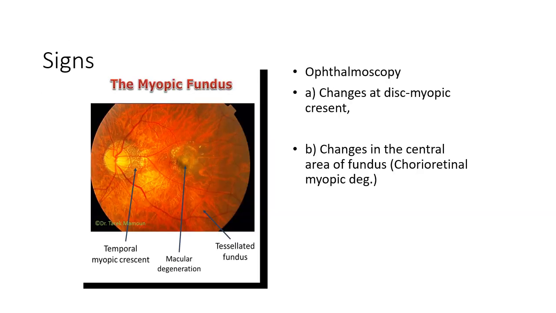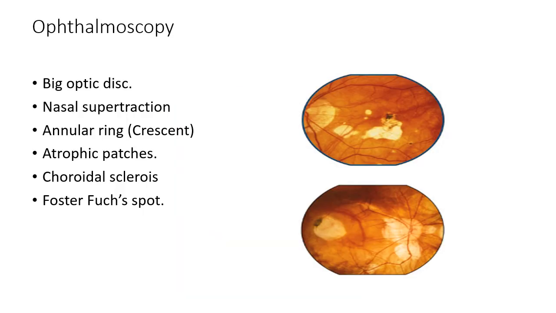In myopic patients, in ophthalmoscopy, you can see changes at the disc, that is myopic crescent, and changes in the central area of fundus, that is chorioretinal scar or macular degeneration. Then there is a big optic disc, nasal supertraction, annular ring, atrophic patches, choroidal sclerosis, posterior Fuchs spots. This has been covered by Dr. Rajesh sir.